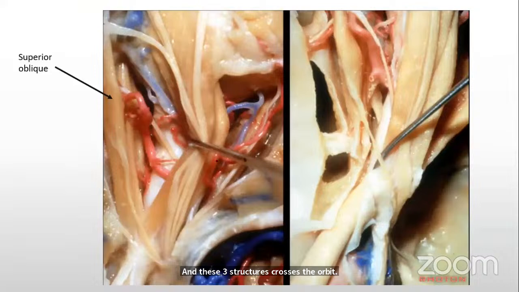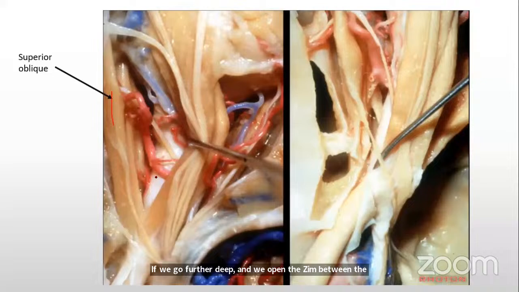If we go further deep and we open the annulus of Zinn between the superior oblique muscle and the levator palpebrae superioris, we can have this medial corridor, but we have to save this nerve, which is the trochlear nerve. Again, this is the trochlear nerve that we can see.